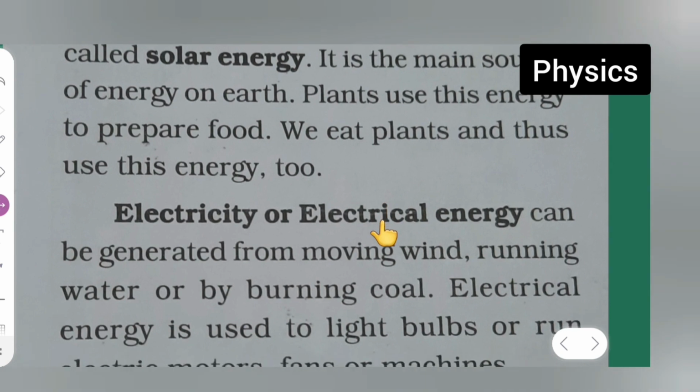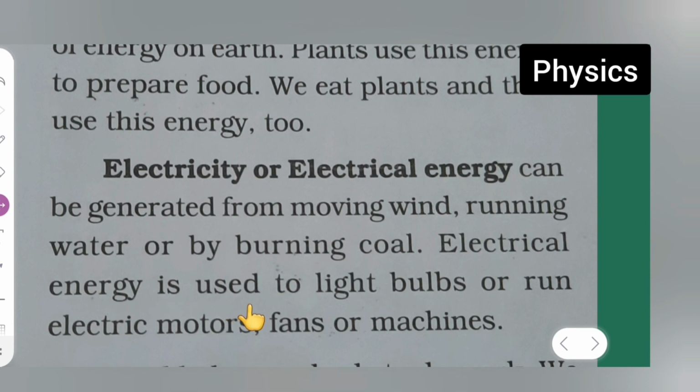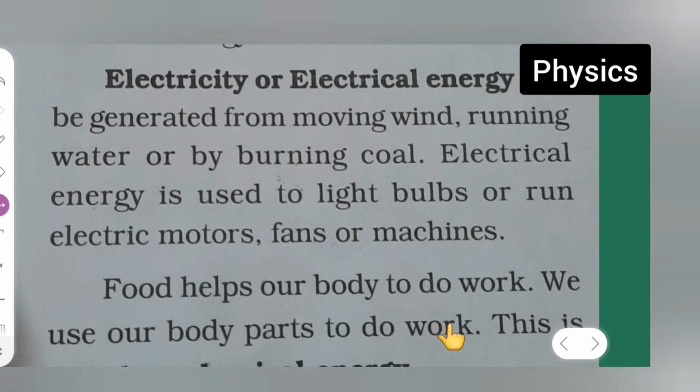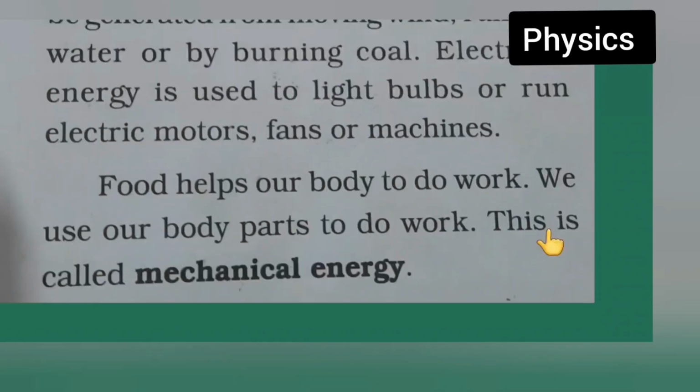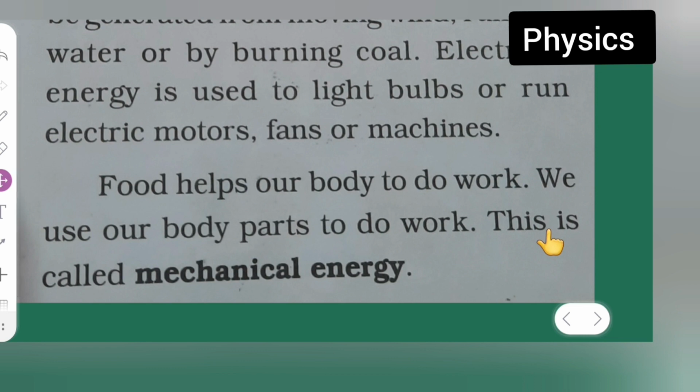So electricity or electrical energy can be generated from moving wind, running water, or by burning coal. Electrical energy is used to light bulbs or run electric motors, fans, or machines. Now food helps our body to do work. So what happens over here? Food helps our body to do work, right? When we eat food, what happens? It helps our body to do work, right? So we use our body parts to do work. This is called mechanical energy. Okay, have you all understood what is mechanical energy?